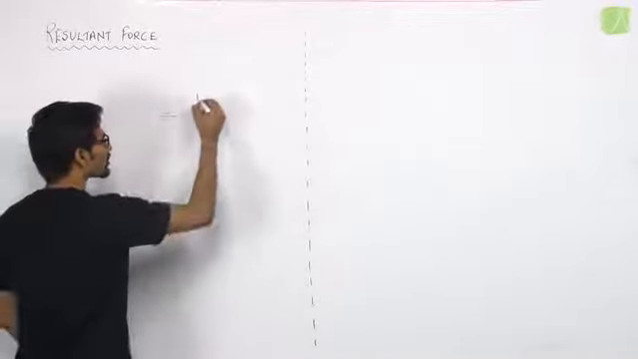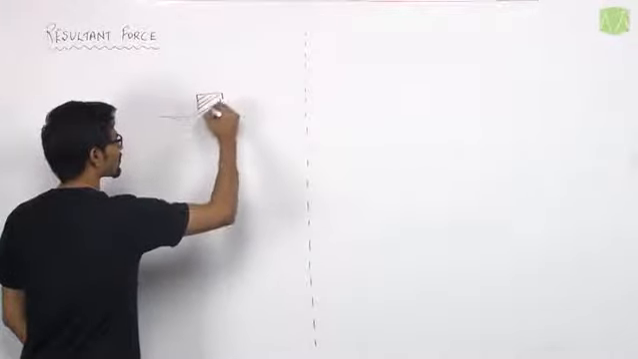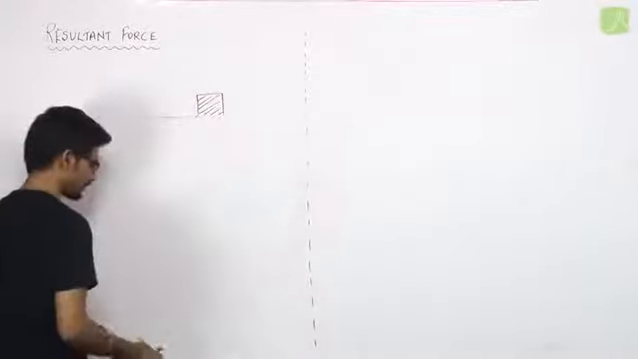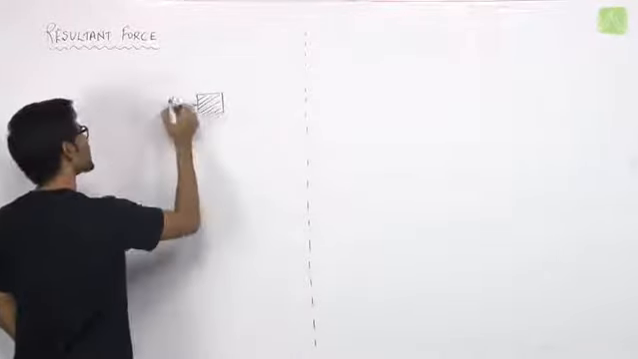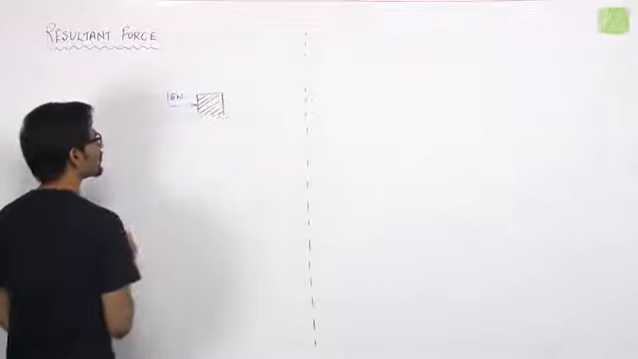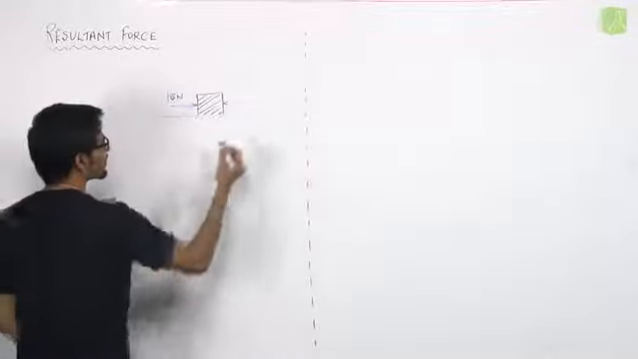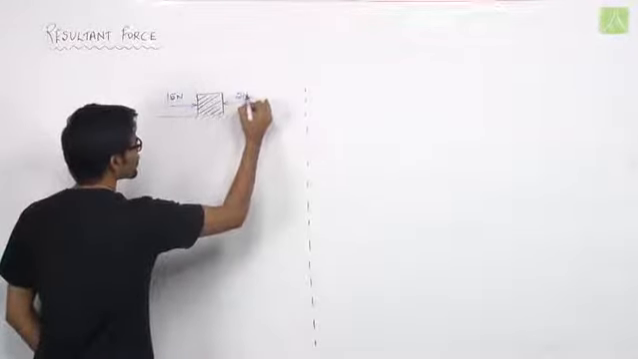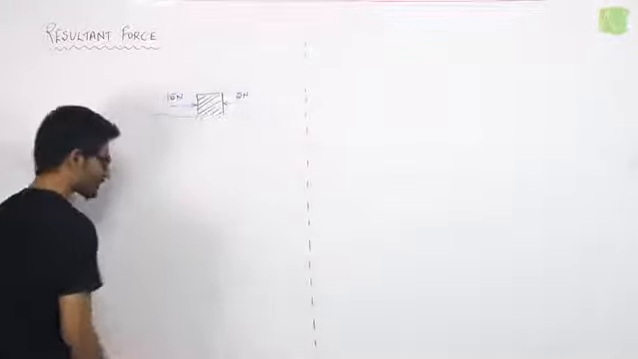There is a box again resting on this surface like this, and there are 2 forces acting on this body. Let us say this is 15 Newton force, and there is another force acting on this body, let us say that is 5 Newton force. So these are the 2 forces acting on this body.